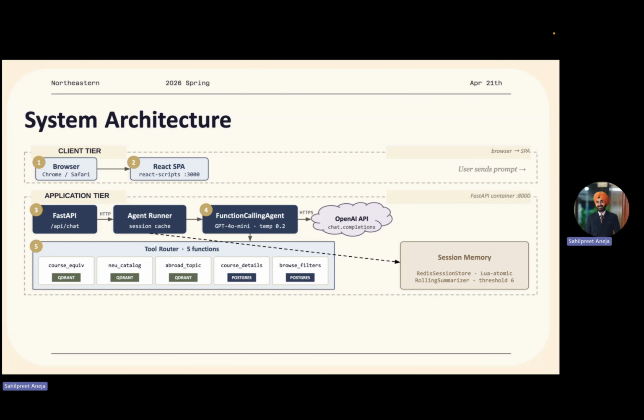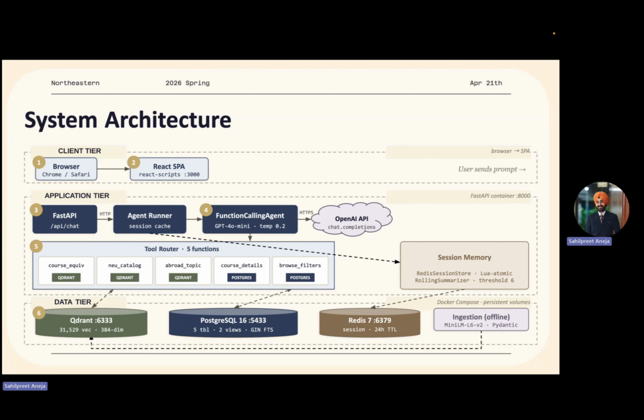On the right side, you can see we have a session memory. That is what makes NORA feel like a real conversation instead of one shot search. We store every turn in Redis. So when the student says, "What about Italy?" after asking about machine learning, the agent remembers what they were talking about.